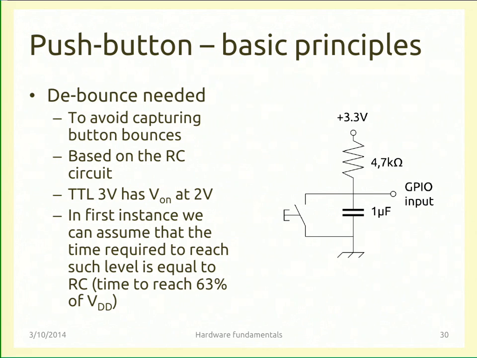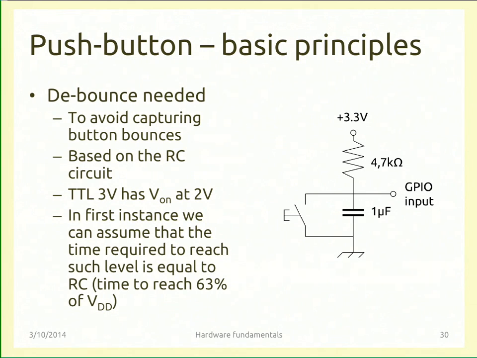So if the button bounces, it starts several times, but it takes at least one RC time, as we already know, to reach the logical one. So we are isolating the bounces. Okay? And for computing how much time we are able to isolate the bounces, we can just compute the time constant. In our case, for these components, for example, it's around 5 milliseconds. So for 5 milliseconds, we are ignoring the bounces of the button. Afterwards, we will get 1 or 0.